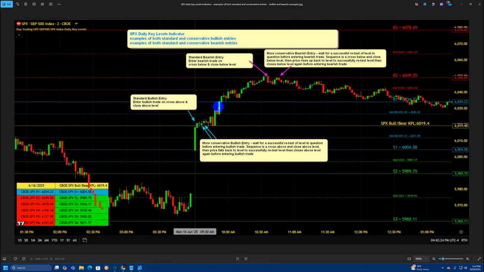Okay, so just to take this one step further here, as you can see on the R1 level, we had a cross above and close above this level. So if you missed this entry, or if you're the kind of trader who prefers taking trades off of other levels besides the bull bear key price level, then you have a cross above, close above here, and you would take that entry and base your entry on the R1 level.